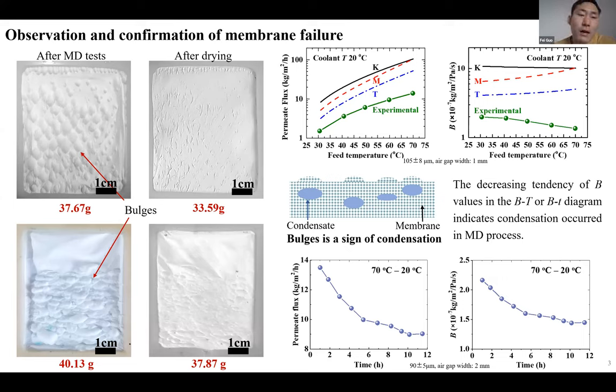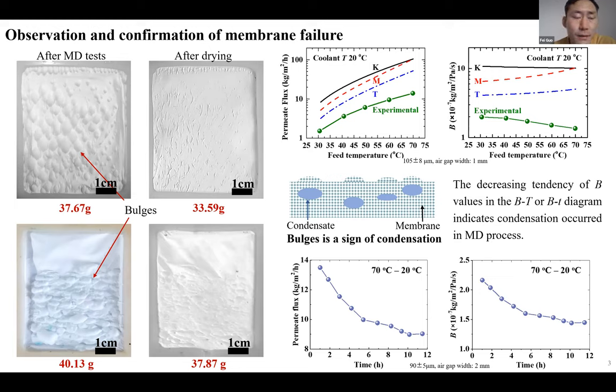We start another experiment at a fixed feed temperature of 70 centigrade and a cooling temperature of 20 centigrade, and run for 12 hours. As usual, the permeate flux and B value should be kept constant, but in our test, the permeate flux and B value decrease with the running time.